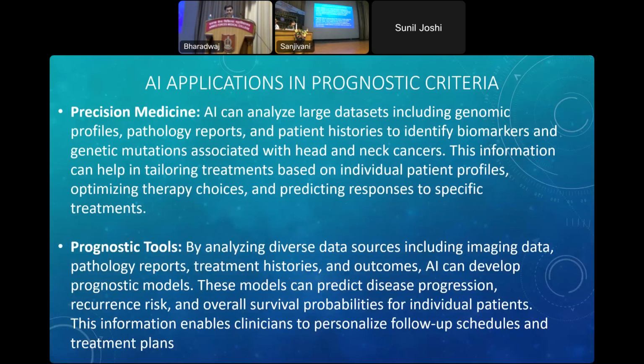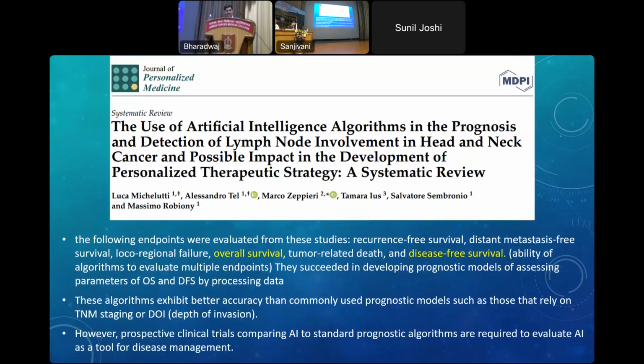By analyzing diverse data sources, including imaging data, reports, treatment histories, and outcomes, AI can develop prognostic models. So I'll just give you some examples of various models which have been tried in head and neck cancers with the help of artificial intelligence. It is a systematic review article in which they studied almost 20 to 25 AI-based prognostic tools. And this is what the final outcome is.